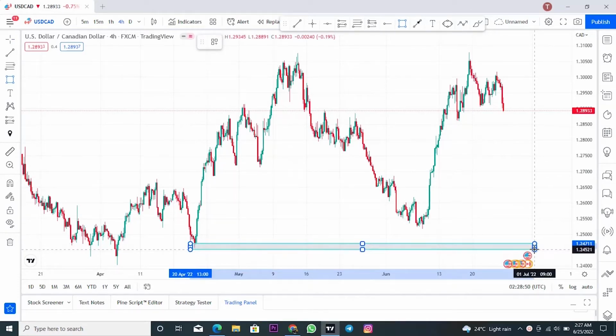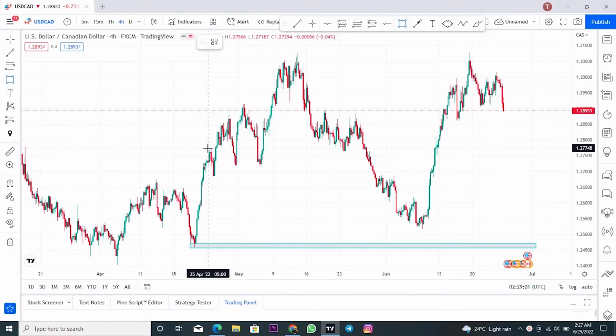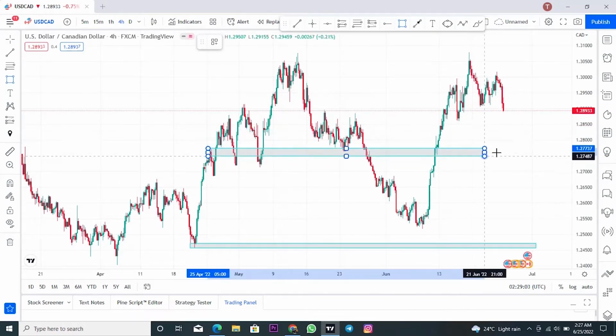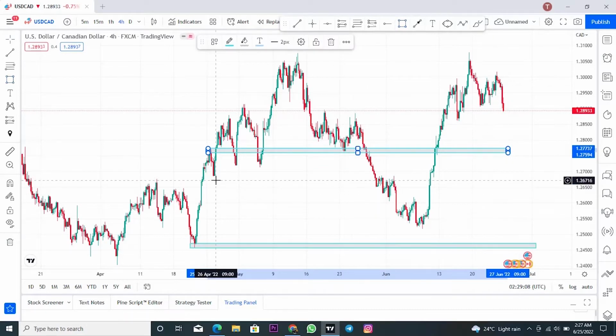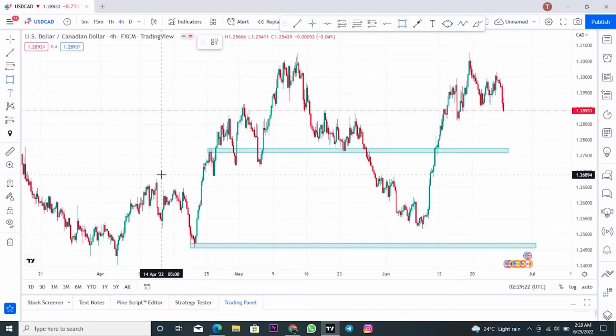So here we had a support zone right here. We have a support zone right here. This is where market moved impulsively to the upside and then created a resistance zone right here. So let's get that for our resistance zone. Let's extend it. Okay. Then market moved a little bit downwards here, creating a support zone.